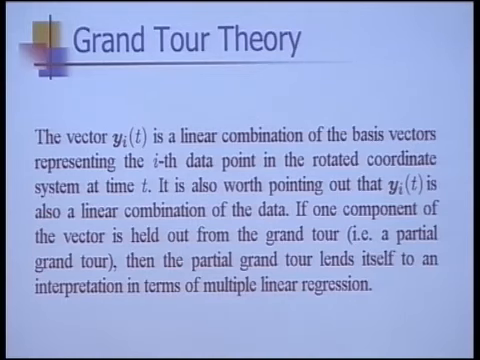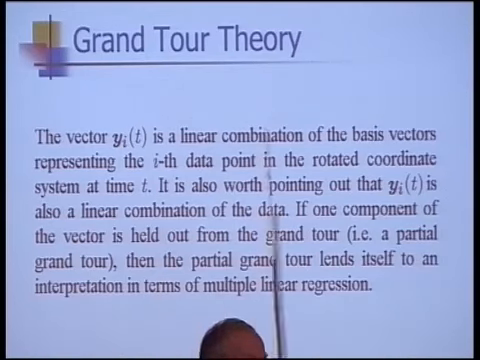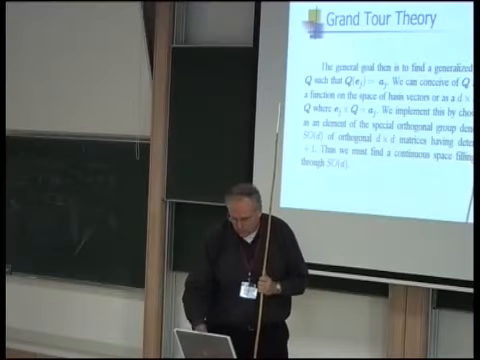If y is a linear combination of basis vectors representing the ith data point in the rotated coordinate system at time t, one of the things worth pointing out is that yi of t is a linear combination of the data. And so if one of the components of the vector is held out from the grand tour, so we can do a partial grand tour, there's no reason why we can't hold one of the coordinate axes fixed, then that partial grand tour lends itself to interpretation as a multiple linear regression. Essentially, we're writing one fixed coordinate in terms of the other not fixed coordinates.